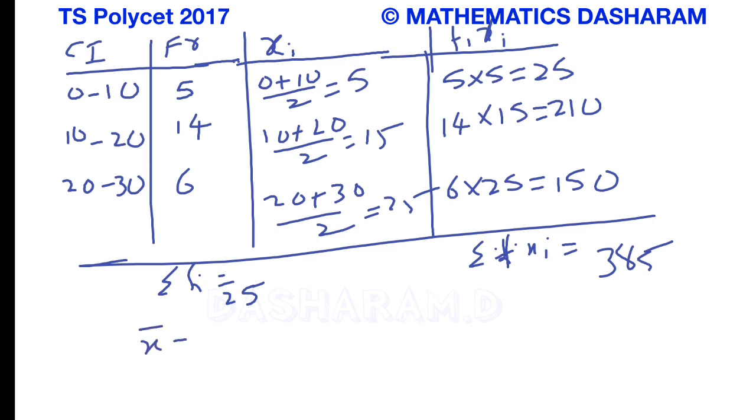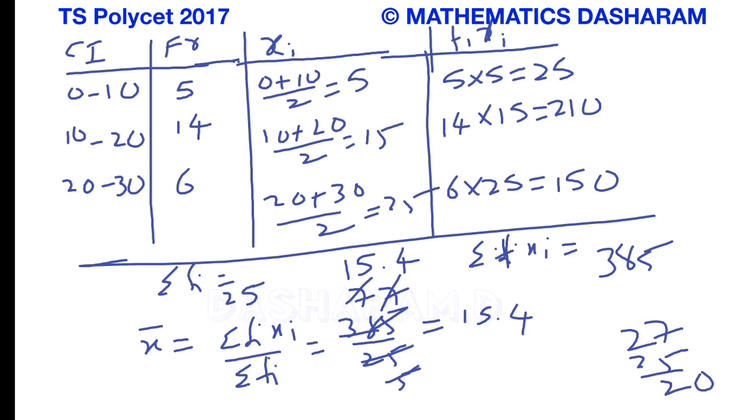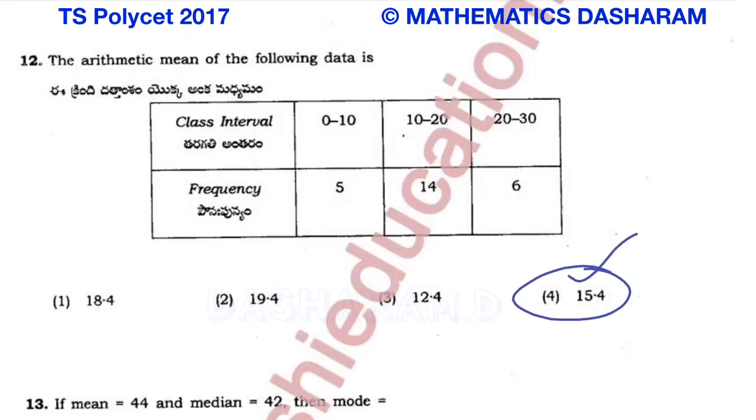Then the arithmetic mean x bar equals sigma fi xi divided by sigma fi. Sigma fi xi is 385 divided by 25. 5 5s are 25, 5 7s are 35, 3 remainder. Again 5 1s are 5, 2 remainder, next to 7, 5 5s are 25, remainder 2, next to point 0, 5 4s are 20. So 15.4 is the answer. So here option 4 is correct.